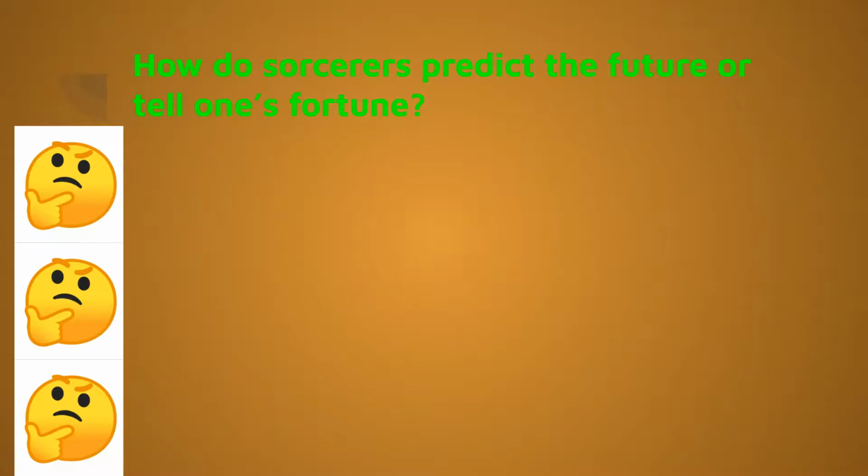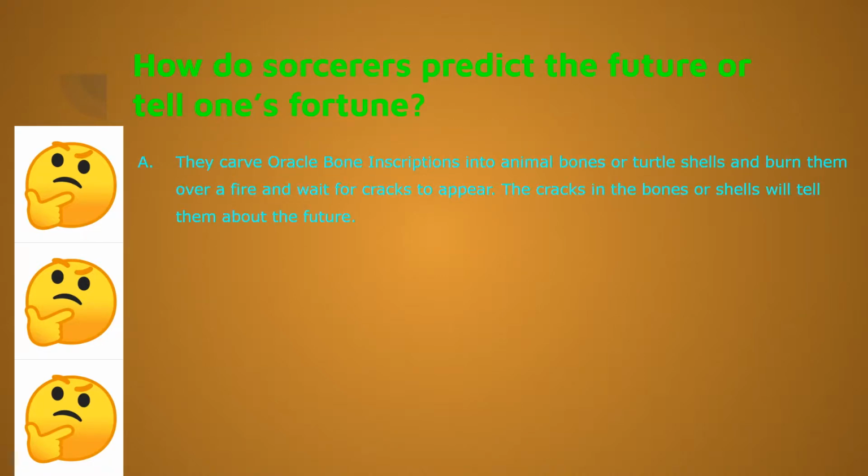But how do they really do it? Why do all of these kings and all of these people ask the sorcerers to do that? What's special about it? What is their method? How do you think sorcerers predict the future or tell one's fortune that nobody else knows? Well, I'm going to give you 3 answer choices again. A. They carve oracle bone inscriptions into animal bones or turtle shells and burn them over a fire and wait for cracks to appear. The cracks in the bones or shells will tell them about the future.